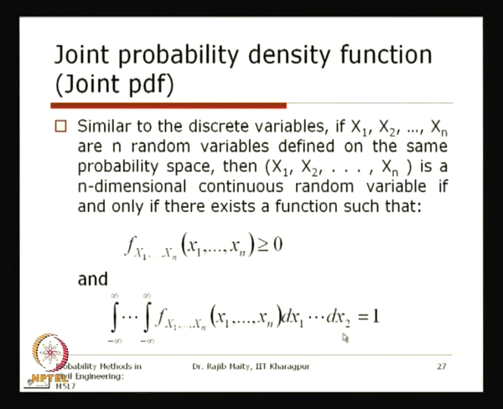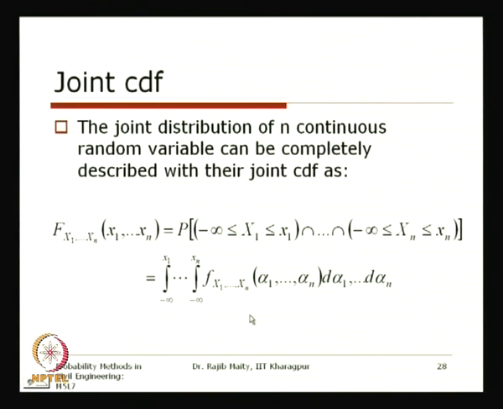and this should be n integrations: dx1 up to dxn. So n integrations in n different directions of the random variables, dx1, dx2, up to dxn. These are the two conditions that should be satisfied.